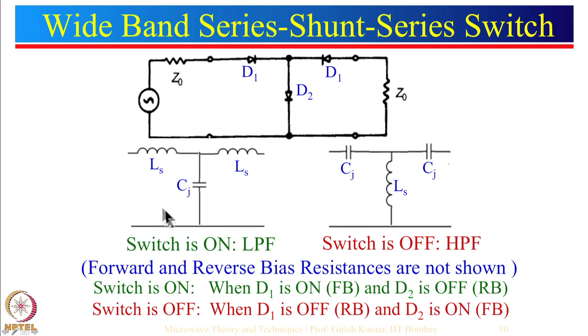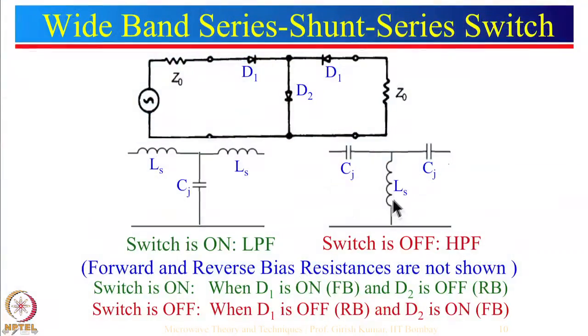So this configuration also looks like a low pass filter, and when the switch is off, this will be reverse biased, so that can be represented as capacitance, and this is forward biased, so that will be represented as inductor. So this looks like a high pass filter. So basically we are switching between a low pass filter response and a high pass filter response, and in general when you switch from low pass filter to high pass filter response, that configuration is known as wide band configuration.